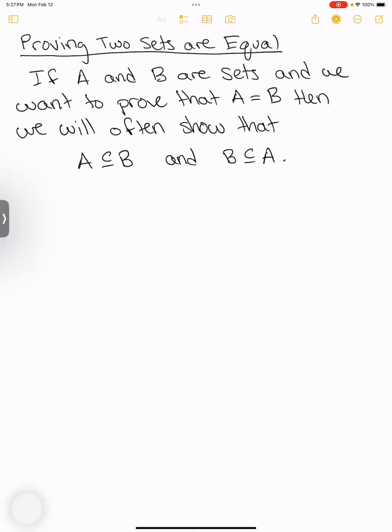And the point is, if you show both of those, then the only thing that can be true is that A has to be equal to B, right? It's not possible for A to be a subset of B and B to be a subset of A without them being equal to each other.